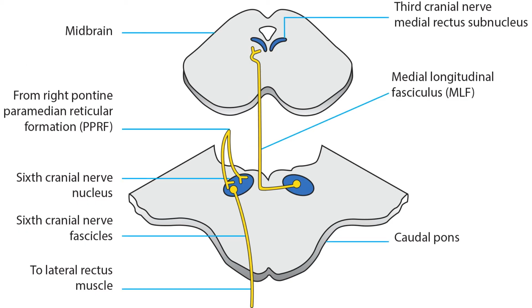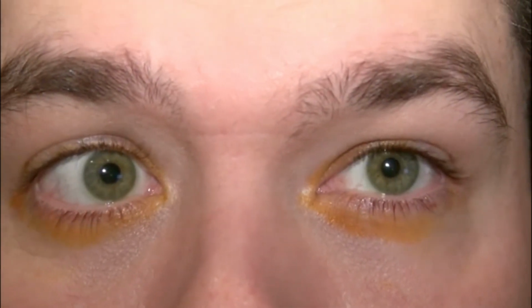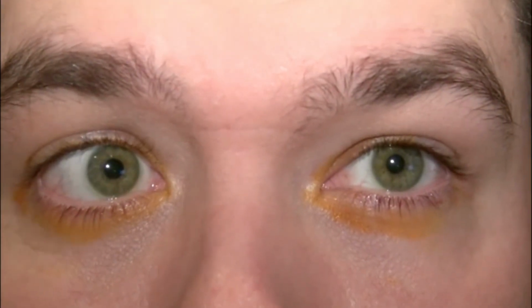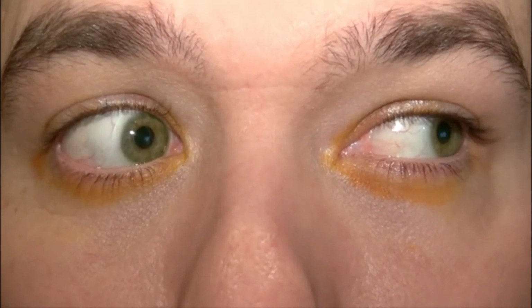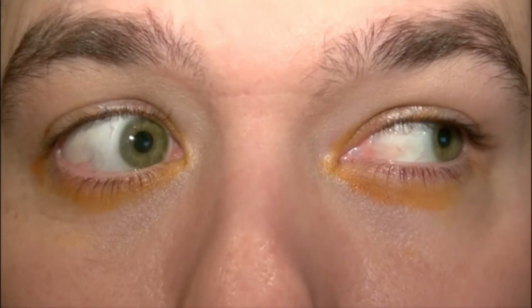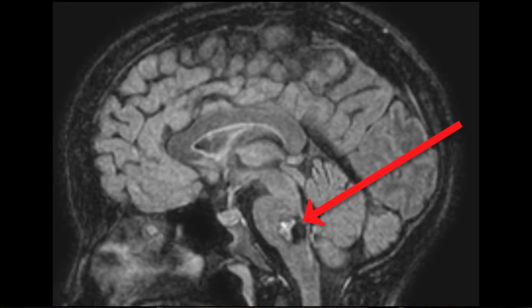An even larger pontine lesion may damage the PPRF, the MLF, the sixth nerve nucleus, and its fascicles on the same side. In this upcoming video, you will see a right INO, a right gaze slowing, and a right abduction deficit. This is a right 1.5 syndrome plus a right sixth nerve palsy. When this patient looks to the left, the right eye does not adduct completely, and the left eye has nystagmus. When he looks to the right, the left eye has a slow adducting saccade, and the right eye does not abduct at all. Vertical gaze is normal. The lesion was a pontine cavernoma that had hemorrhaged.